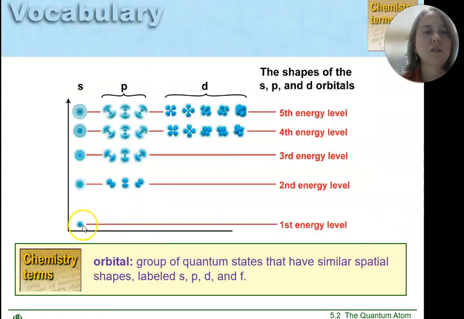Okay, so the orbitals are actual shapes around the nucleus. So S is a sphere. P's kind of look like dumbbells. So there's one on the X axis, one on the Y axis, and one on the Z axis coming towards you. And then once you get into the D and the F, they just get like crazy shapes. So the first energy level is a lower energy, and then each energy level, second, third, fourth, and fifth, are higher energy levels.